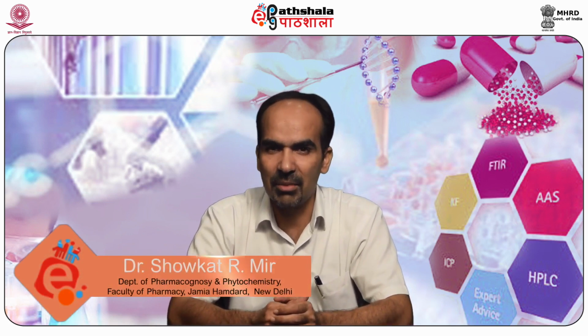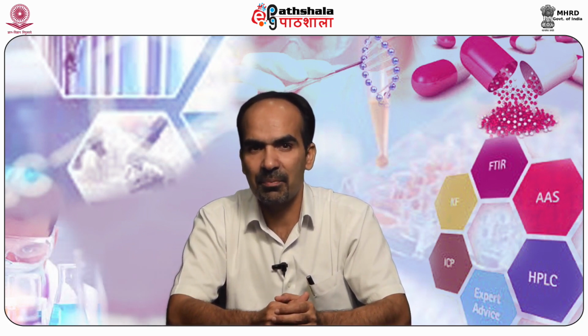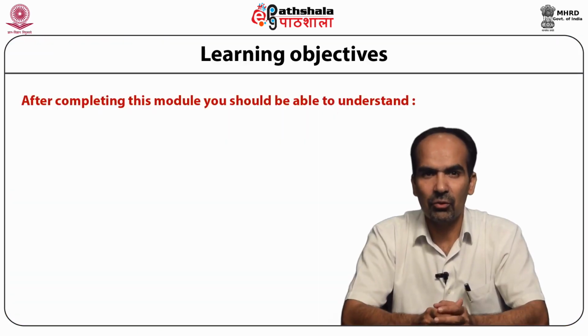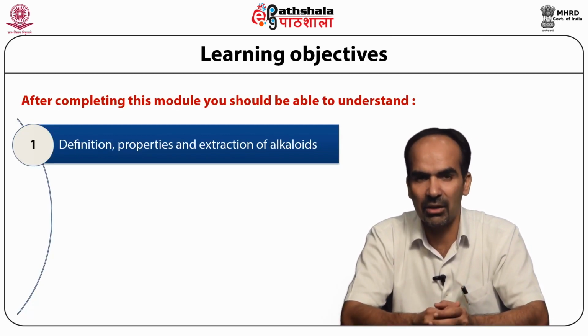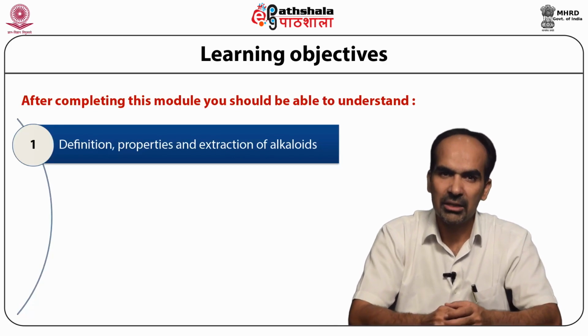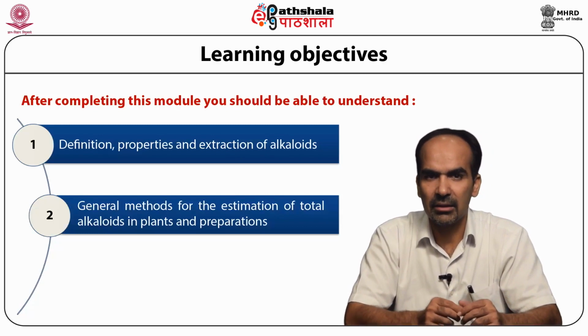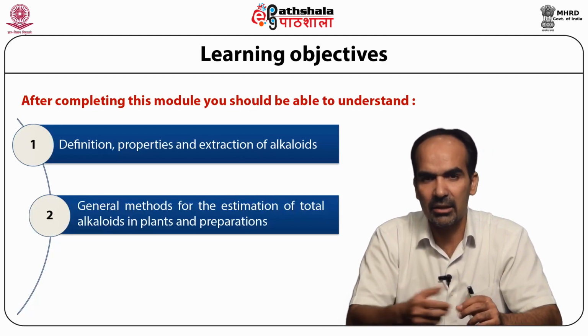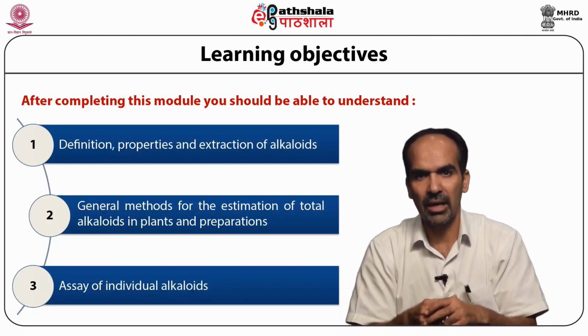Today we are going to discuss a module named Alkaloidal Assays under the paper Pharmaceutical and Biological Analysis. After completing this module, we should be able to understand the following. Number 1, definition, properties and extraction of alkaloids. Number 2, general methods for the estimation of alkaloids in plants and in preparations. Finally, we will also discuss some individual assays of alkaloids.